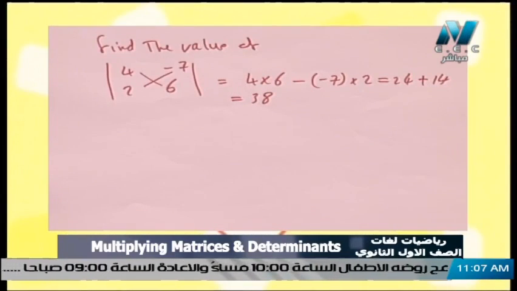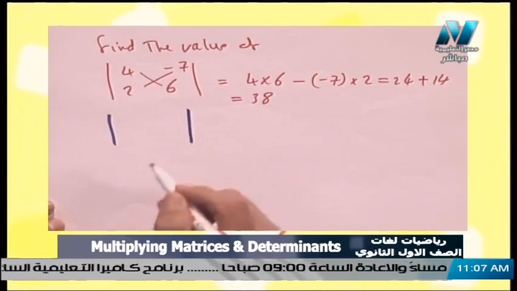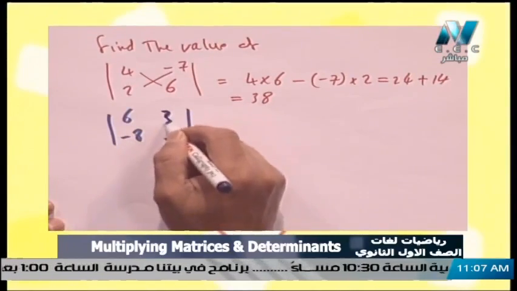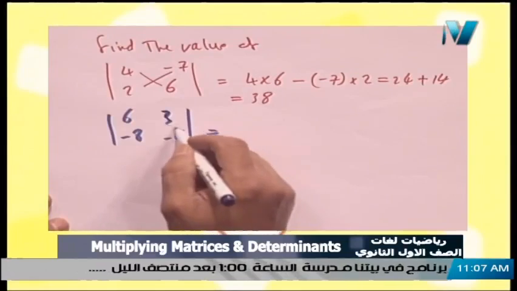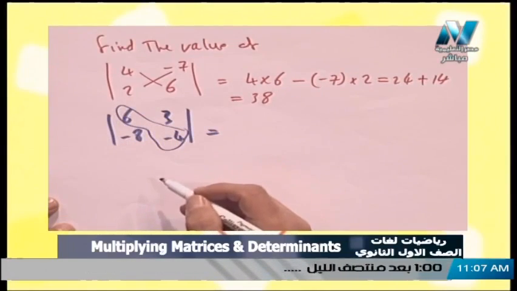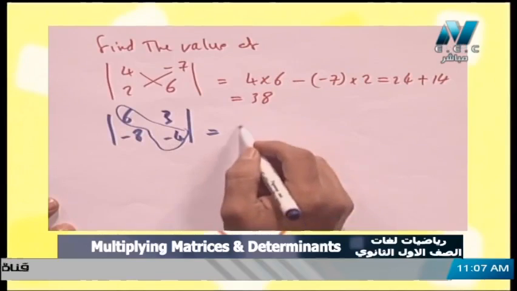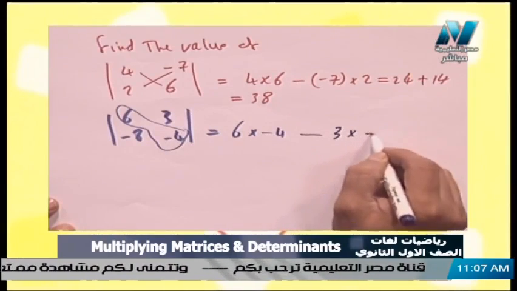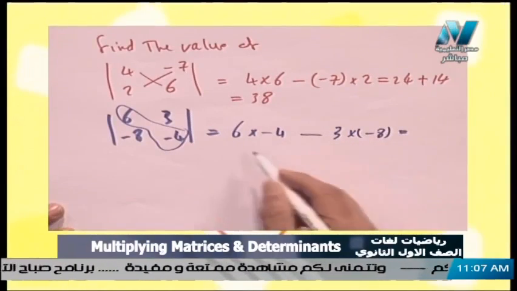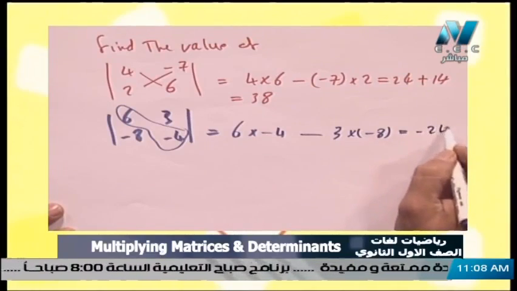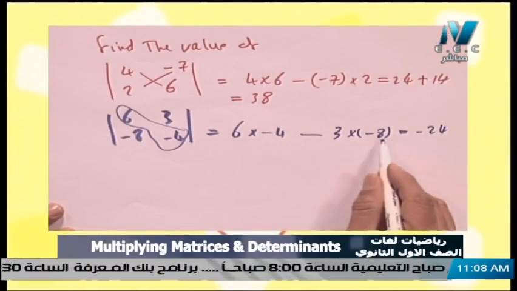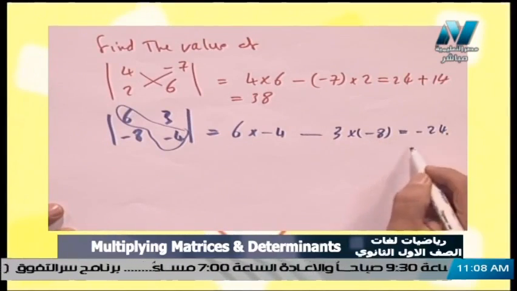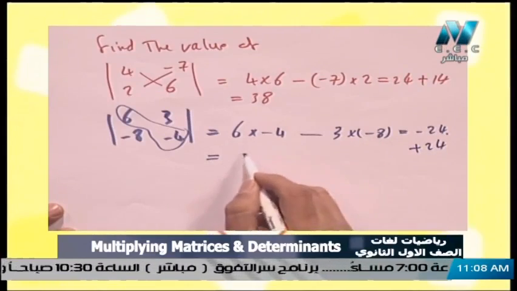We have another determinant to find, this one, 6, 3, -8, -4. We will find also the principal diagonal, which is 6 multiplied by -4 minus 3 times -8. 6 times -4 equals -24, and 3 times -8 equals -24 also, multiplied by negative equals +24. The answer will be 0.